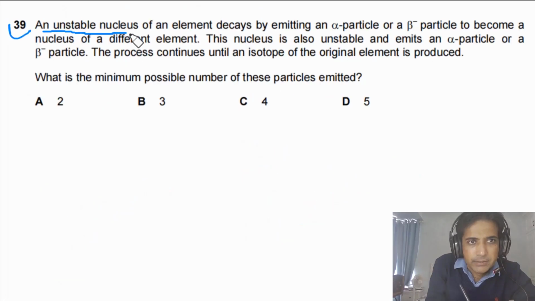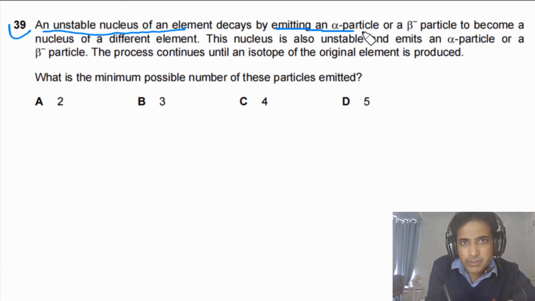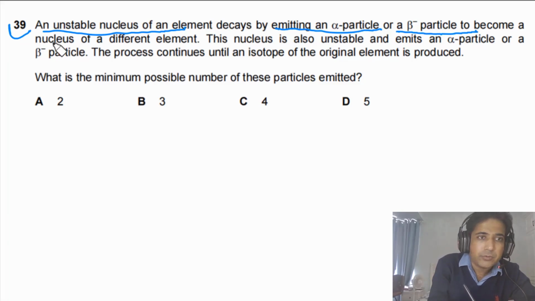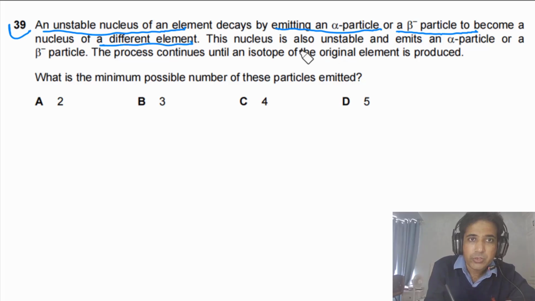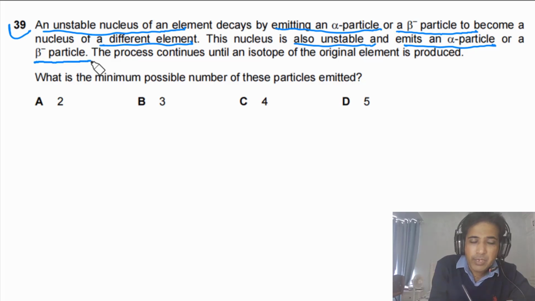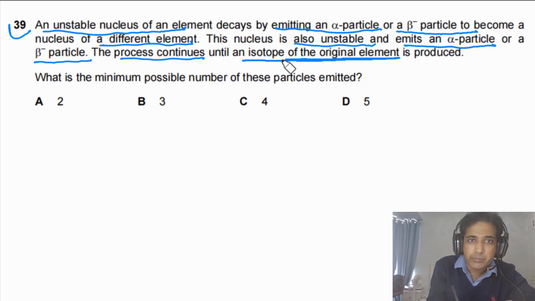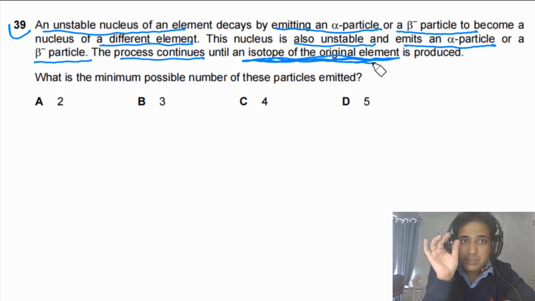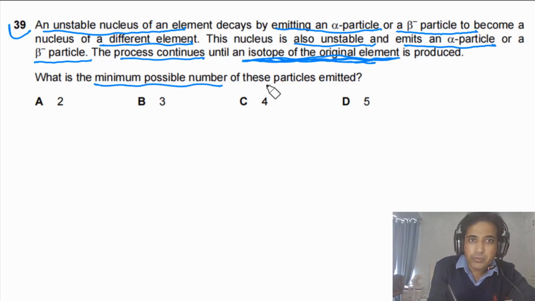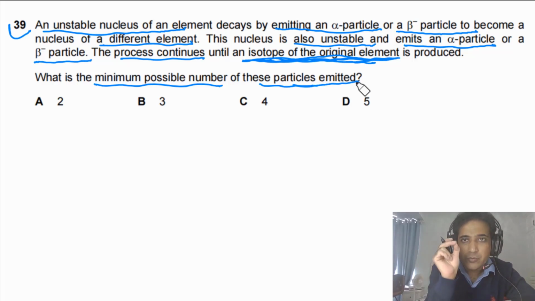Question 39 says, an unstable nucleus of an element decays by emitting an alpha particle or a beta minus particle to become a nucleus of a different element. The nucleus is also unstable and emits an alpha particle or a beta minus particle. This process continues until an isotope of the original element is produced. So this is an important point: isotope of the original element is produced. It means proton number is the same. So what is the minimum possible number of these particles emitted? Minimum possible number of particles emitted means alpha particles and beta minus particles.